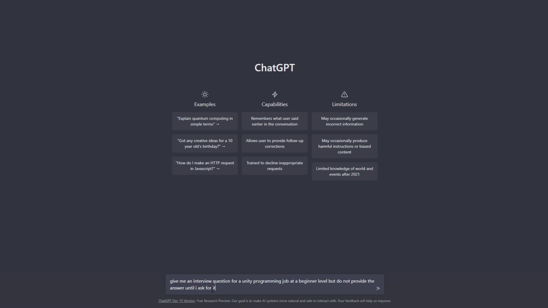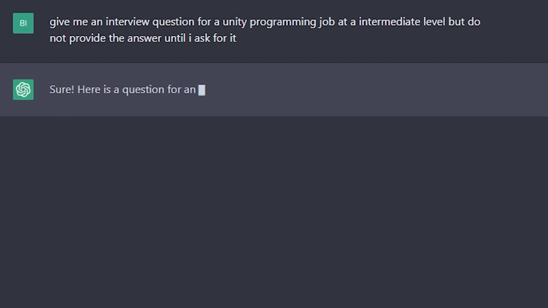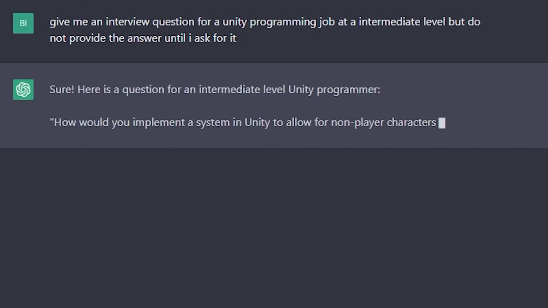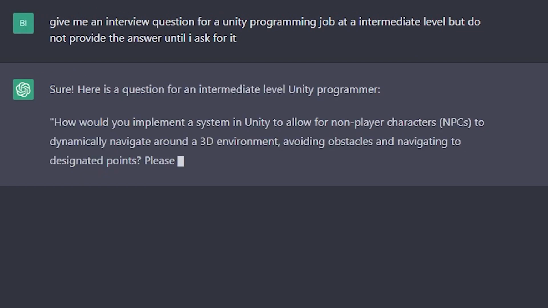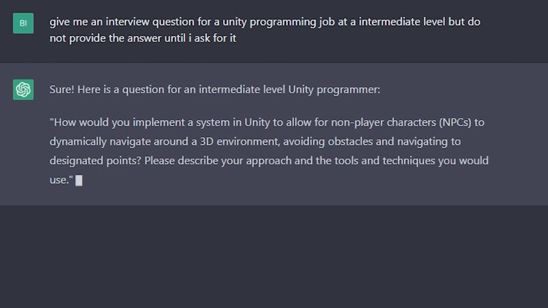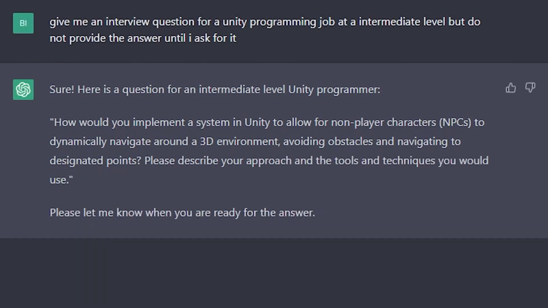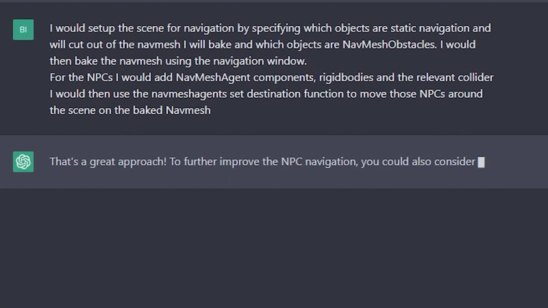Now on with the testing. We're going to move on to the intermediate level questions. And again, the prompt is just as before, but I've swapped in the intermediate level wording. So here we can see a question that I would consider an intermediate level question. It's asking the candidate about their knowledge of Unity, but at a system level rather than a more straightforward single script or function solution. It's pushing those creative juices, not just asking them to recall from memory.